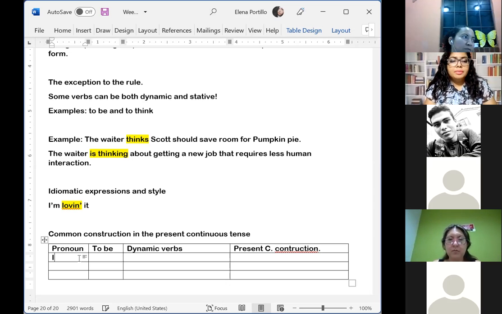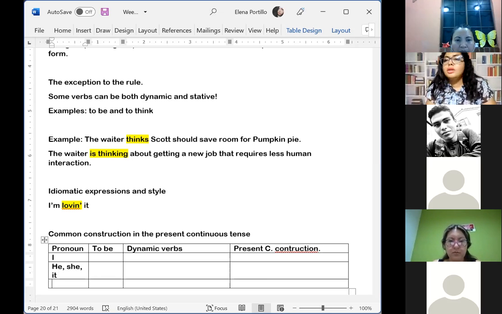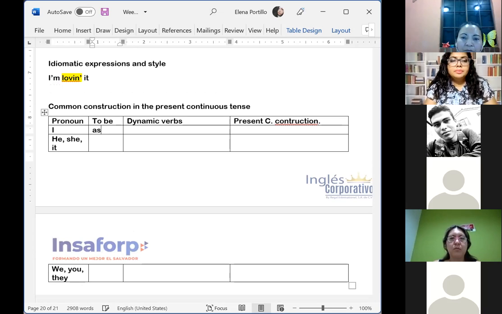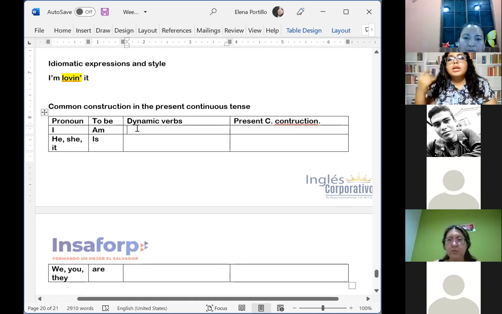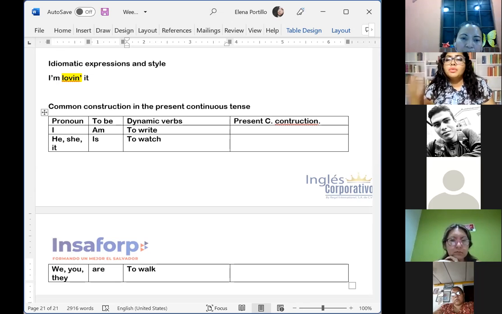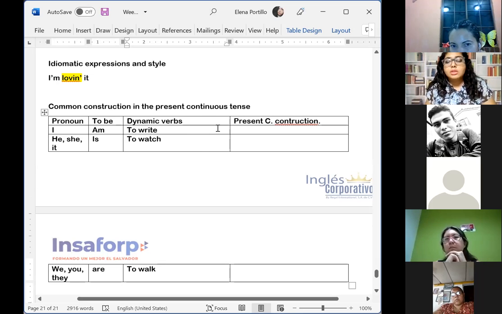So we have here, I, then we have he, she, it. This is something that we already know because they are the pronouns and we are using them for the sentences. Then we have we, you, they. Now we have the verb to be that corresponds to the pronoun: am, is, and are. Now we are going to add some verbs to use with the present continuous construction. And we have to write. Then we have to watch. And the last one, to walk. Actions that we can perform in this kind of sentence. Then we are going to transform these elements into a present continuous construction.